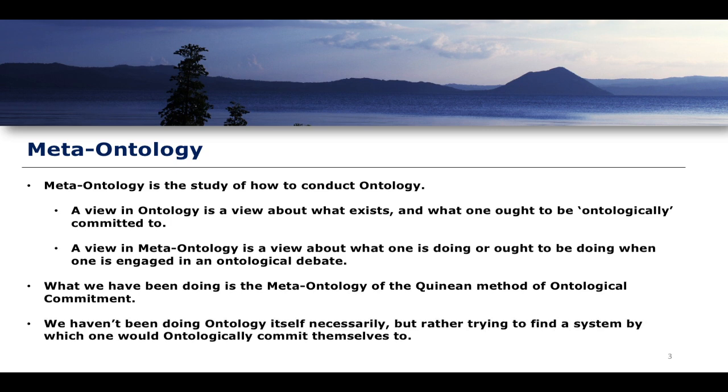What we haven't been doing is ontology itself, but rather trying to find a system by which one can have ontological commitments. It's almost a normative ontology that we're doing, a theory of trying to develop a system of ontology and ontological commitments that we can then apply to any situation that we want to in terms of making decisions about what we believe to exist.